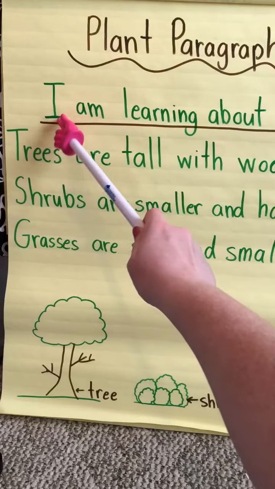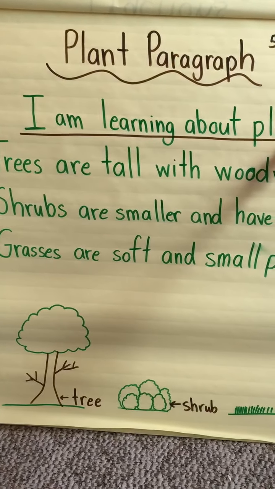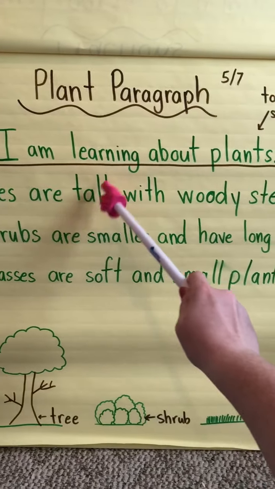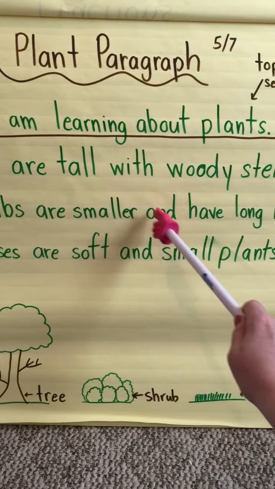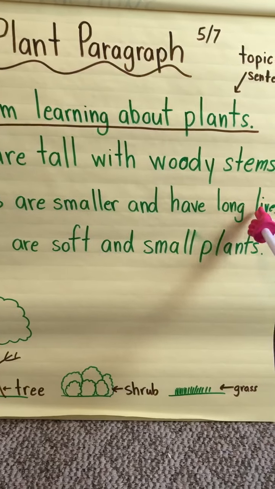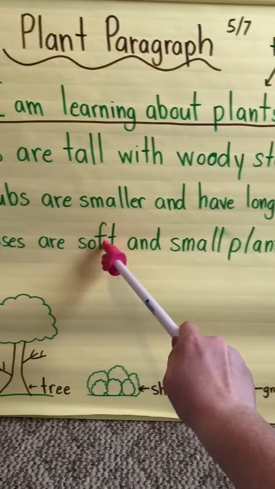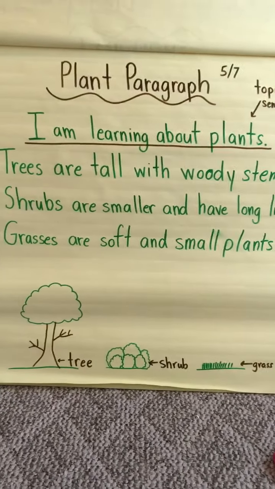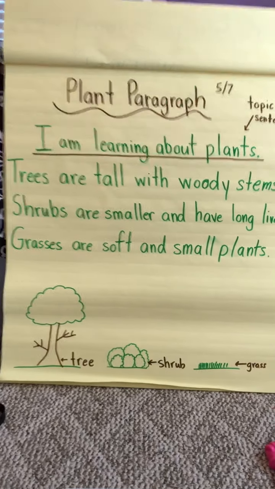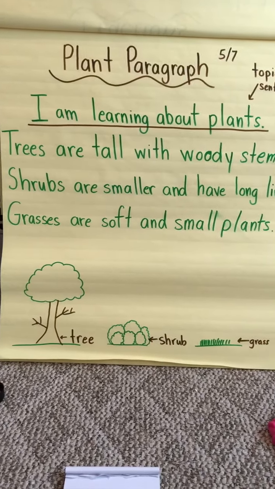So mine says, I am learning about plants. Trees are tall with woody stems. Shrubs are smaller and have long lives. Grasses are soft and small plants. So those are my sentences. That's my paragraph. I gave a topic sentence.